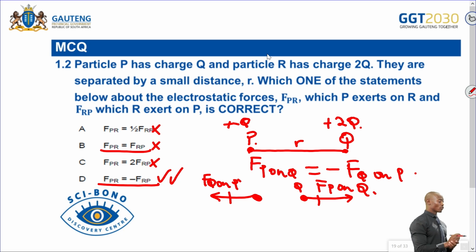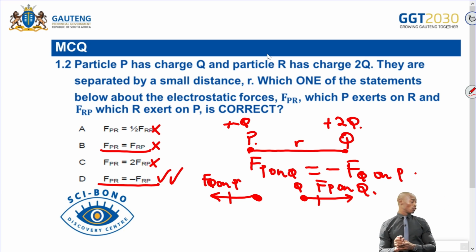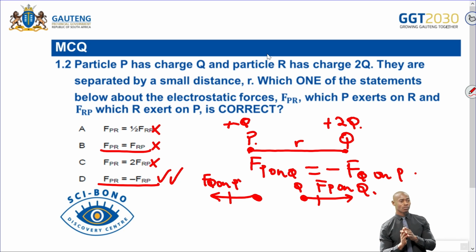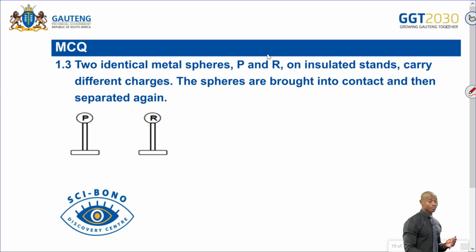So the force that Q exerts on P is to the left, and then the force that P exerts on Q is to the right. So they have the same magnitude, but they're acting in opposite directions. So the correct answer here will be what? Will be D, sorry. Right.